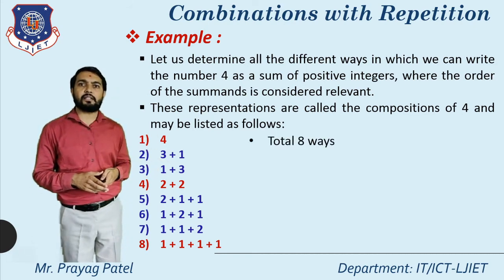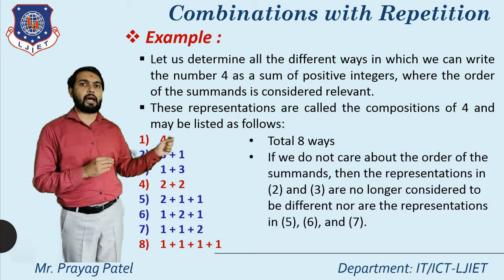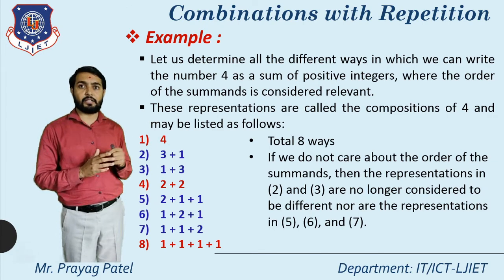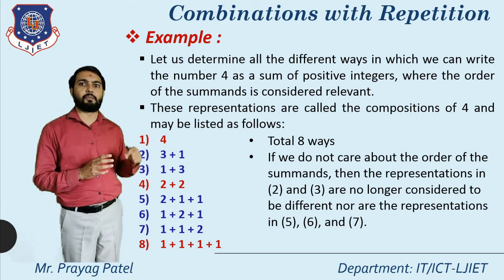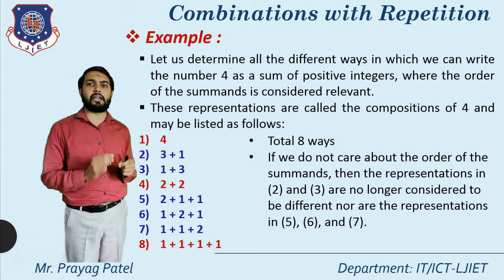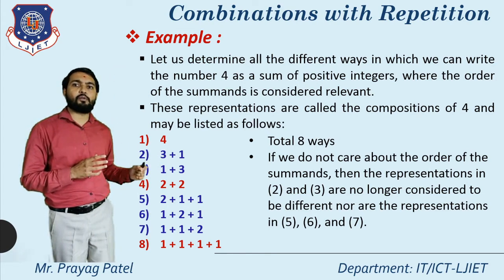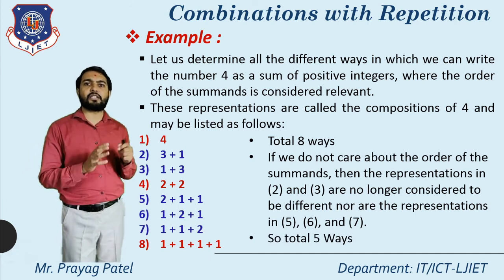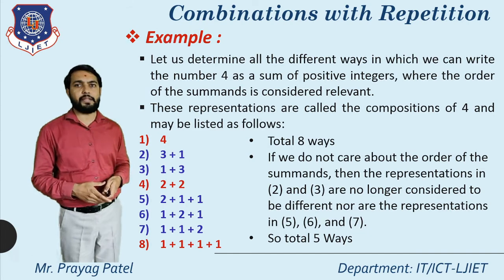Now in this case the total number of ways is 8, but some are repeated. For example, the second and third are the same if we consider distinct elements, because 3 plus 1 is the same as 1 plus 3; both use the objects 3 and 1. So we can say that the second and third are equivalent. The 5th, 6th and 7th are also the same. So the distinct combinations are only 5, but the total number of compositions possible for 4 is equal to 8.